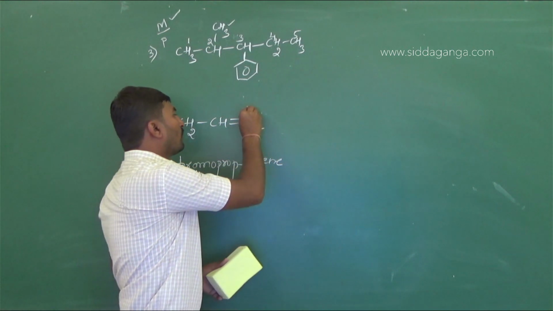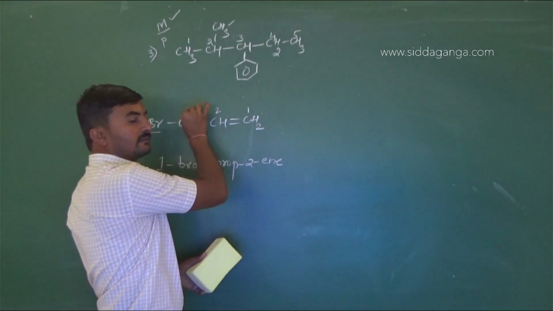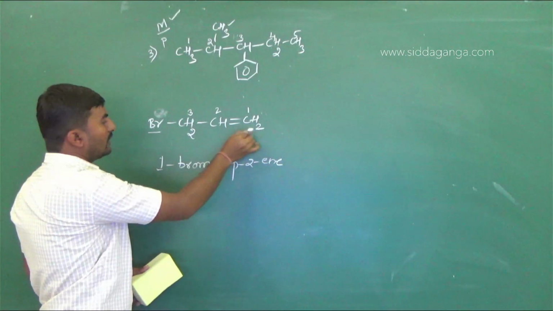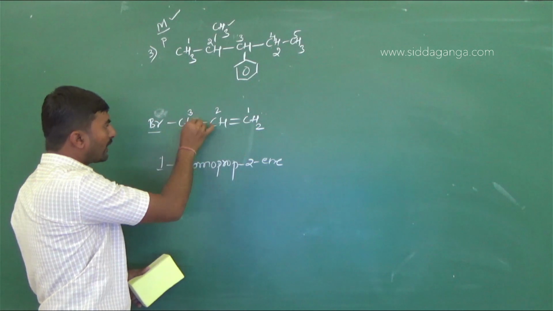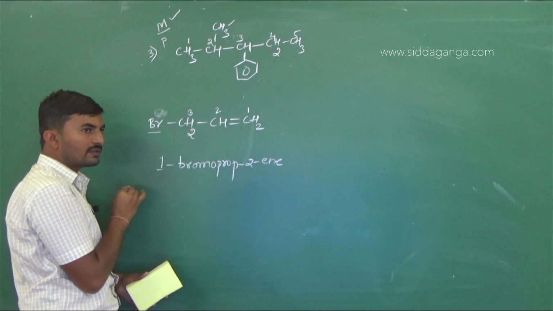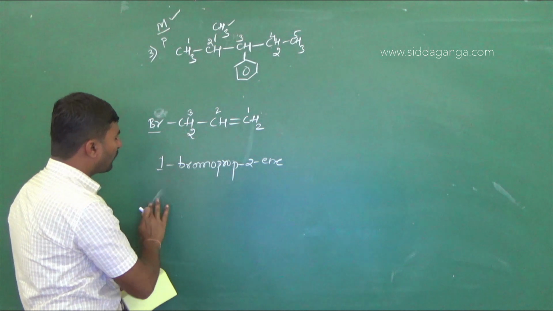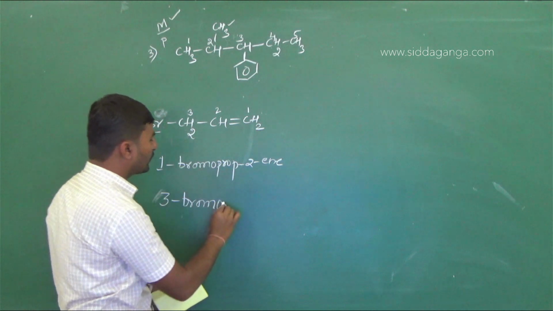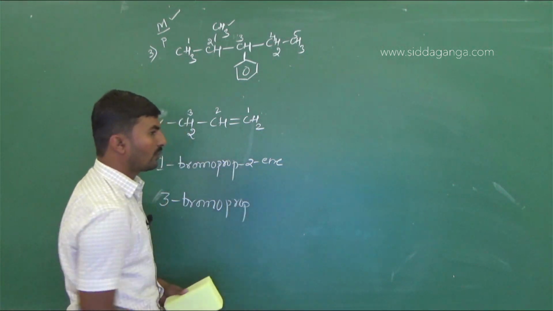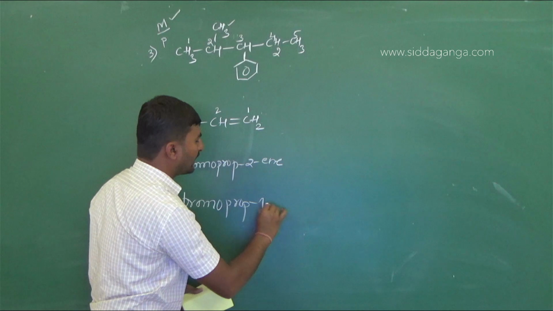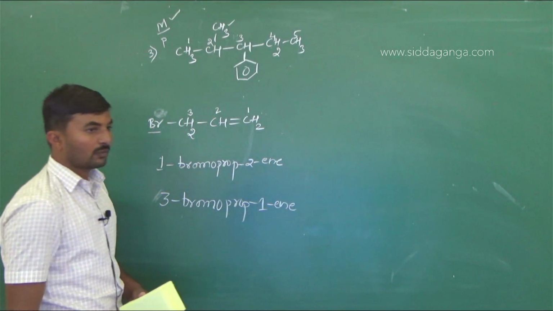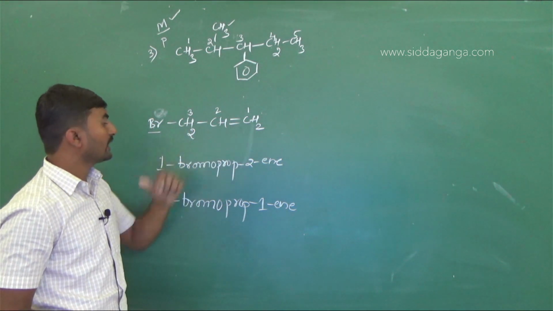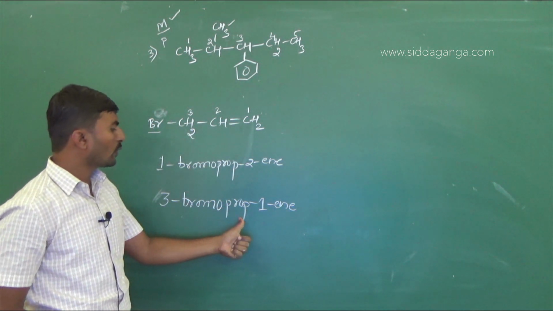Okay, so 1 2 3. By giving this numbering, the third carbon atom will get attached with the bromo substituent. So that will become 3 bromo prop. In the parent chain we have 3 carbon atoms, and the first position will get attached with ene, that means the double bonded carbon atom. So the actual IUPAC name for this particular structure is 3 bromo prop 1 ene.